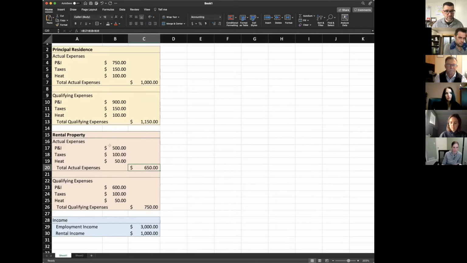So we've got actual expenses of $500 for principal and interest, $100 for taxes, $50 for heat, and then qualifying is right below here. So what number of these numbers do we use for the calculation? Qualifying for that. Right, so we use the 750. I want to get that out of the way because a lot of times this sounds really weird, but it's important to know when we have a subject property, we use qualifying on the subject property and we use actual expenses on non-subject.